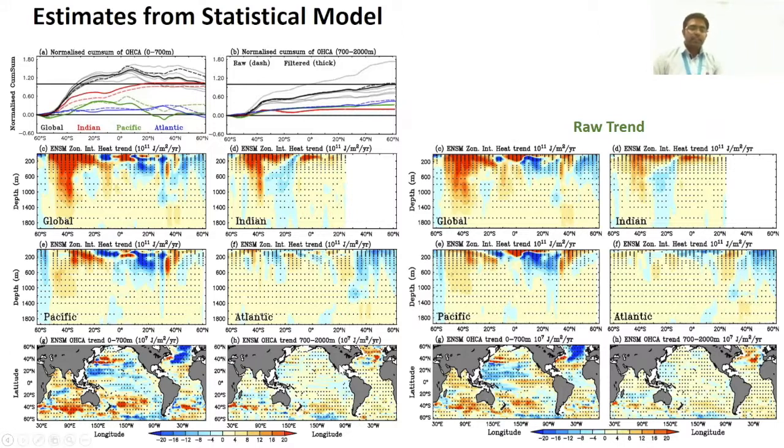And if you see the last panel, and compare panel H on the left hand side to panel H on the right hand side, there is not much difference, and both panels look exactly the same. So we suggest that the detection of the deep ocean heat uptake is quite robust in the 700 to 2000 meter depth, and it is less affected by the presence of natural variabilities.